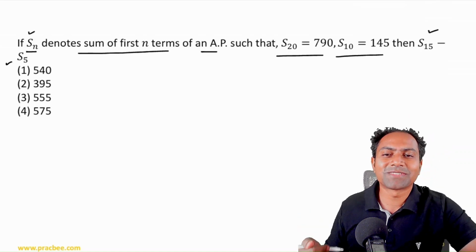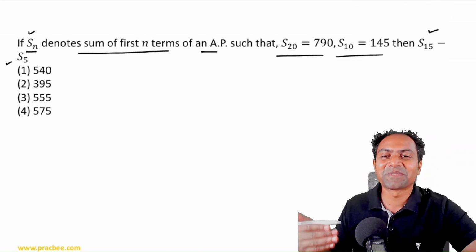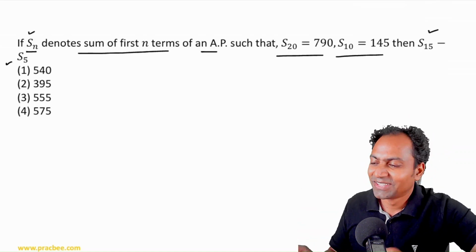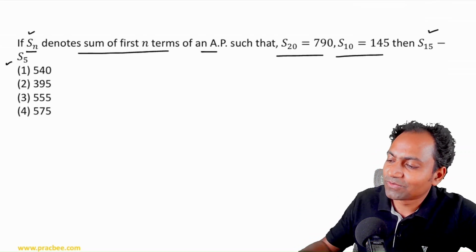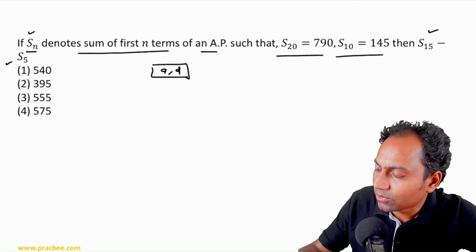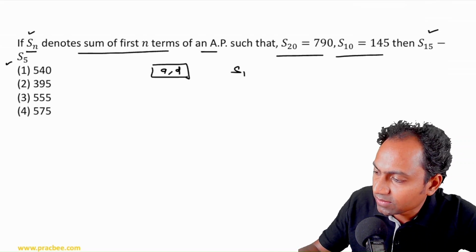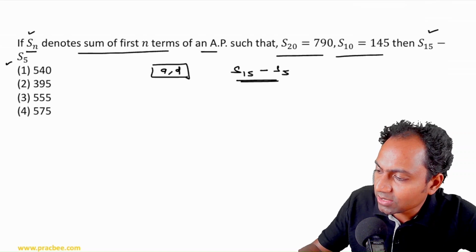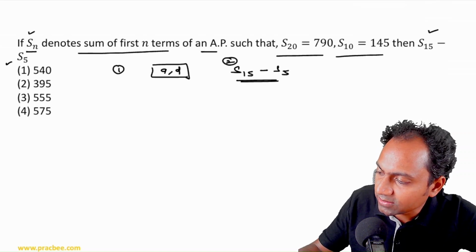This kind of question is what we give to students when we teach them arithmetic progression. It is a very simple question. What we will do is find the value of A and D. Once you have figured that out, we'll figure out the value of S15 and subtract S5 from it and get the answer. So there are two simple steps. First this and second this.